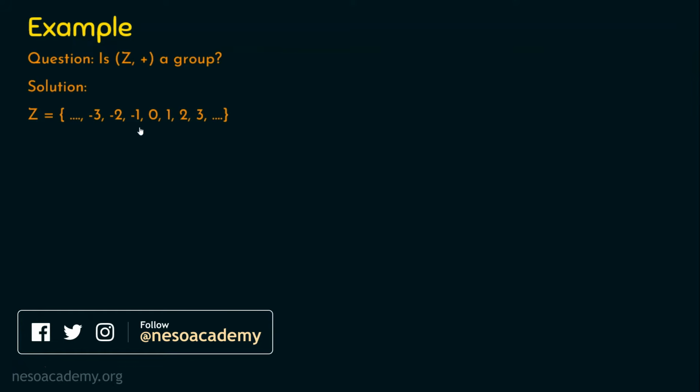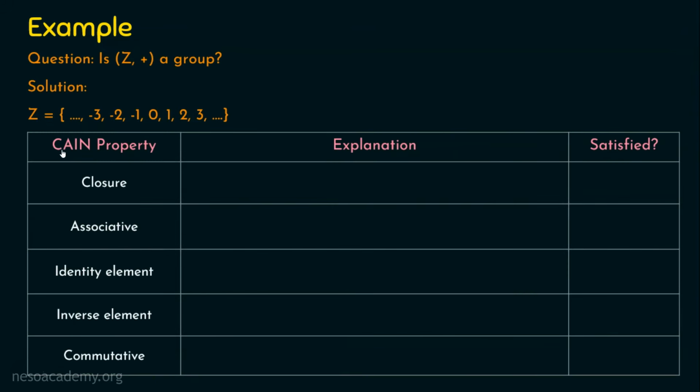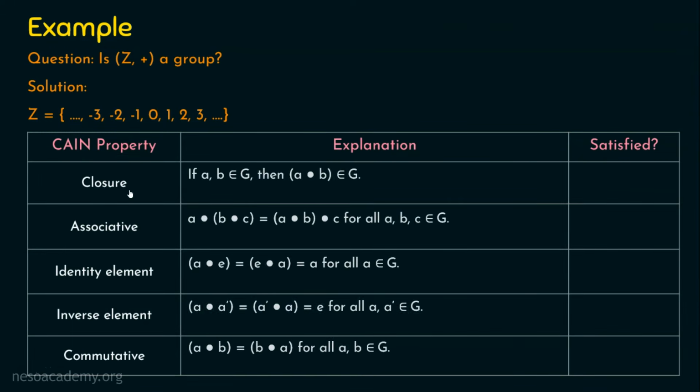Before stepping into that, the set of integers, all negative numbers, 0 and positive numbers, form a set of integers which is represented as Z. Now let's solve this. We need the CAIN property to be satisfied, right? Let me paste the properties which we have seen in the previous slide.